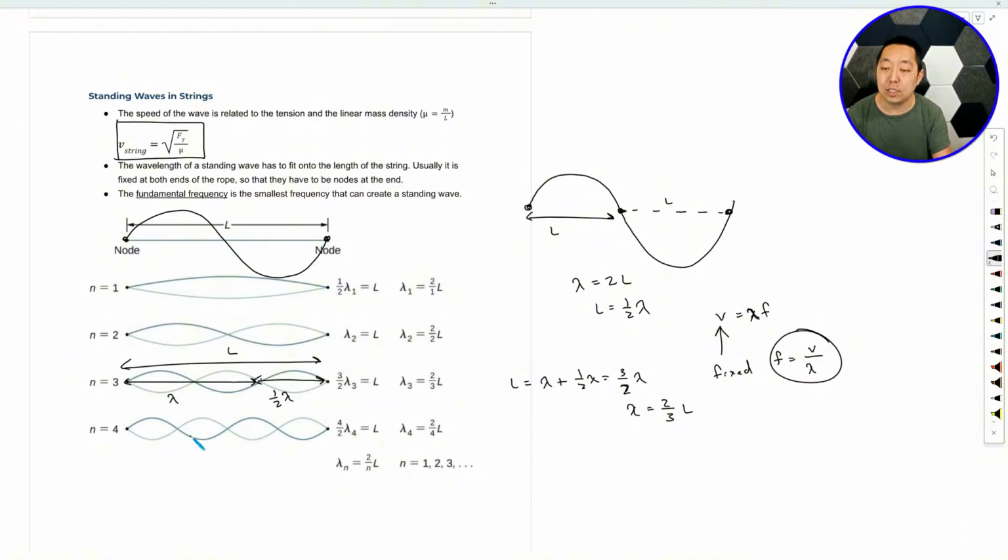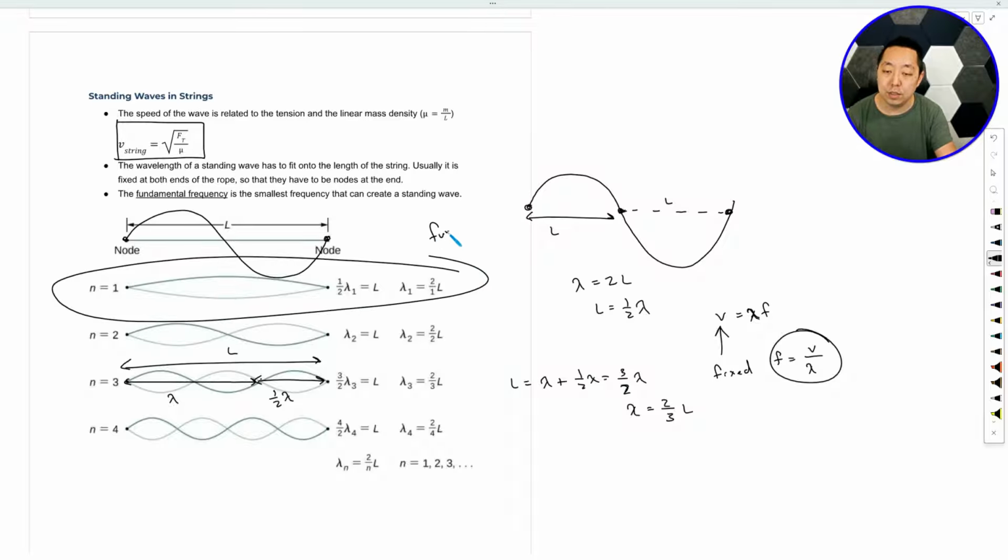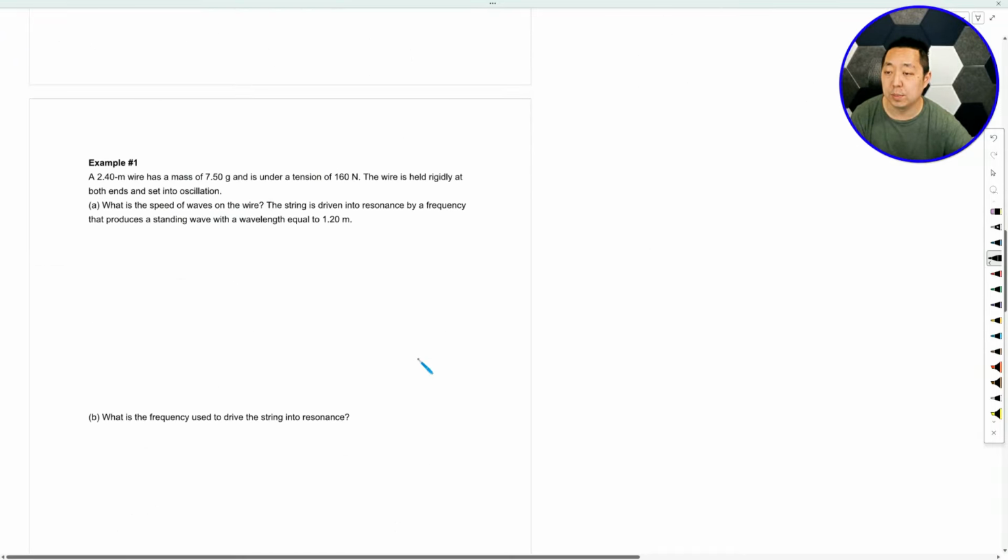We call these things harmonics. This guy here is the fundamental frequency. And then all of these are harmonics. And when we get to sound waves, we'll talk about that in more detail, but that's the main idea. So let's look at some examples.